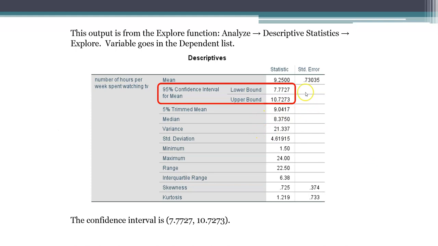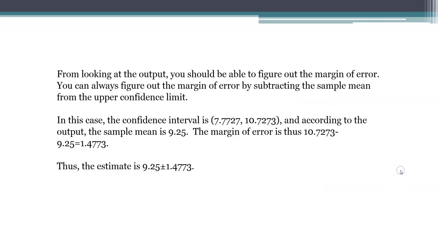So from looking at this output, you can see the interval and you can see the sample mean. If they ever don't give you the sample mean, all you have to do is average the lower and upper limits together. So if you did 7.7727, add 10.7273, and then divide the result by 2, you'd get 9.25. So you don't have to be told the sample mean if they give you the confidence interval.